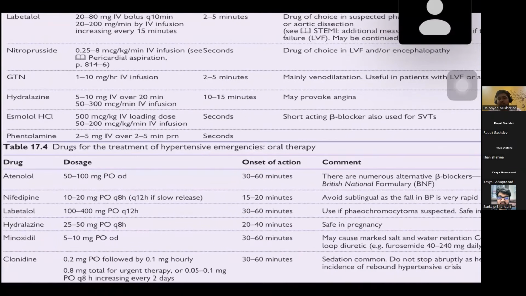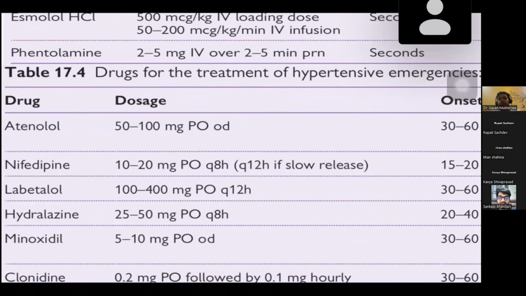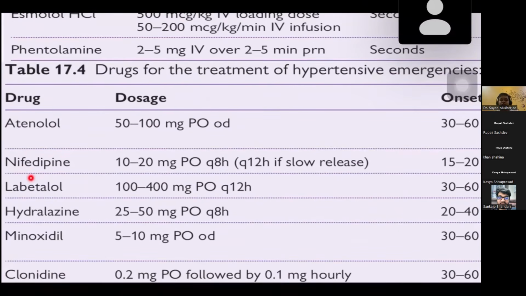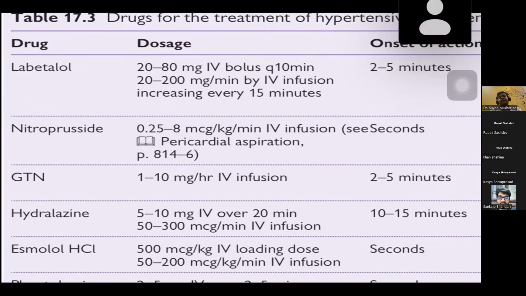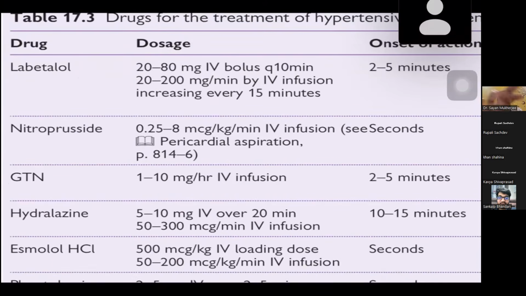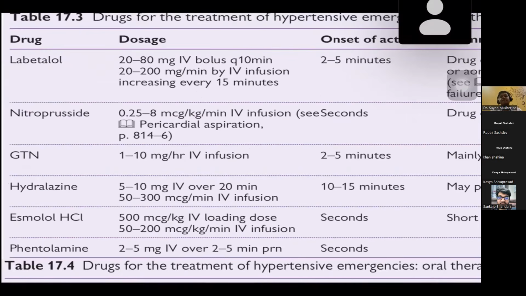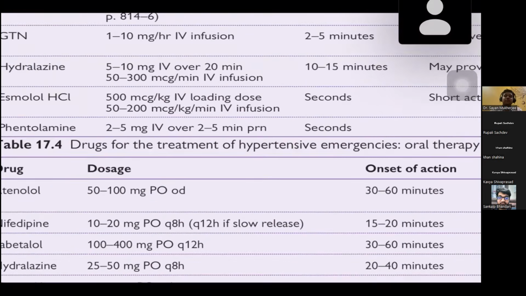And in oral, a commonly used drug is nifedipine. Nifedipine is also quite commonly used in most emergency rooms. The dose is 10 to 20 milligrams, and you repeat it every 8 hours. Nifedipine, 10 to 20 mg, 8 hourly. That's the oral drug of choice, you can say. And for the IV drug of choice, labetalol is very common. All of them can be used, but just remember labetalol and nifedipine.